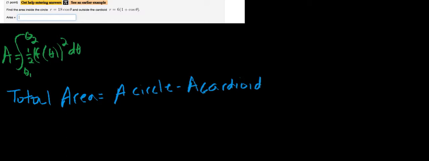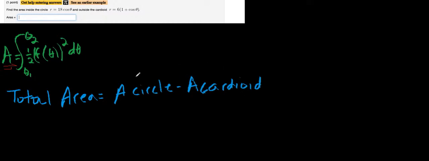Okay, here you are asked to find the area inside the circle, r equals 18 cosine theta, and outside the cardioid, r equals 6 plus cosine theta. So what we need to realize is that we need to use the formula for the area of a basic polar region, which I have for you right here. Also, in order to find the area inside the circle and outside the cardioid, we need to subtract the area of the cardioid from the area of the circle.